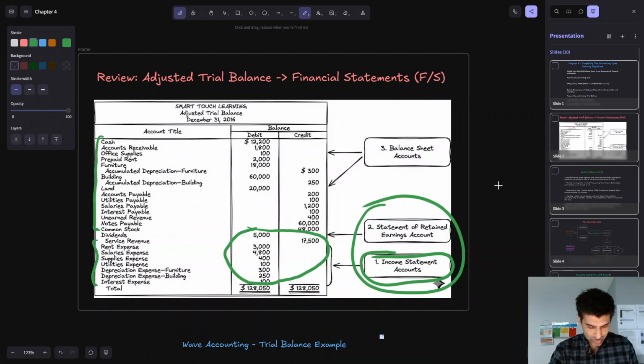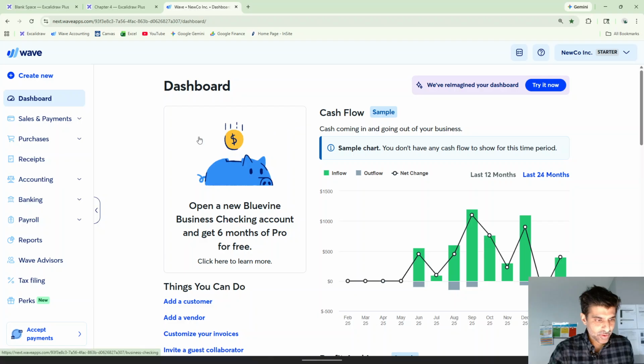So let me show you that. Okay. So this is again just some free accounting software. QuickBooks is going to be the same. You know, your enterprise level, what a big company uses, it's going to be something similar to this.